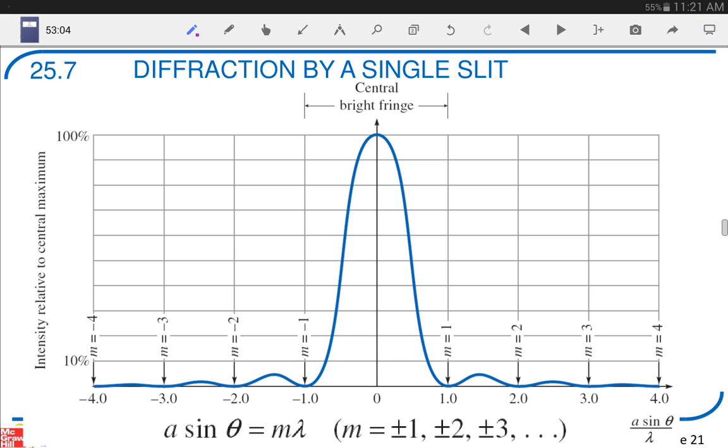Here's looking at the full height, the bright center. Anytime you're asked about the size of the bright center, you're going to go for the size between -1 and +1. Here's the equation that gives you where you have zeros, where you have destructive interference from a single slit. Notice A here is the size of the slit, and the sine of the angle times A is equal to m lambda, which means that as A gets smaller, sine theta gets bigger. So the narrower the slit, the wider the central peak is. Just the opposite of what you would have thought.